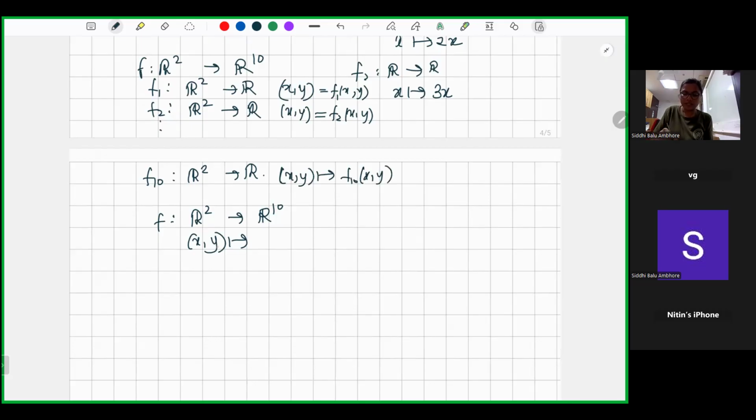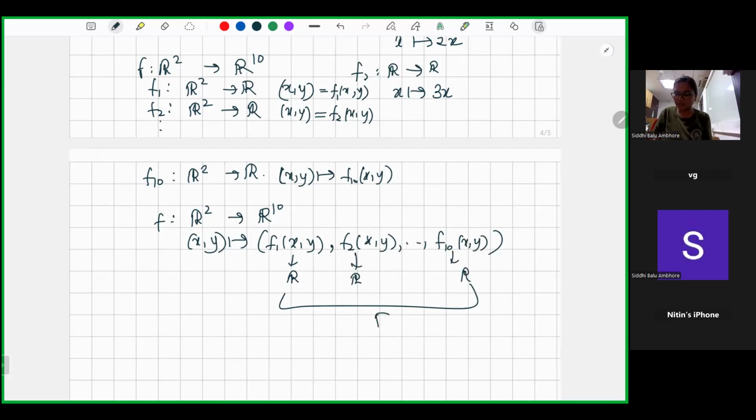Now I want the image to be in R10. So in the first coordinate, I will place f1 of (x, y), which is now some number in R. Then f2 of (x, y), and up to f10 of (x, y). Everything is linear, and this is R ten times, so this is in R10.